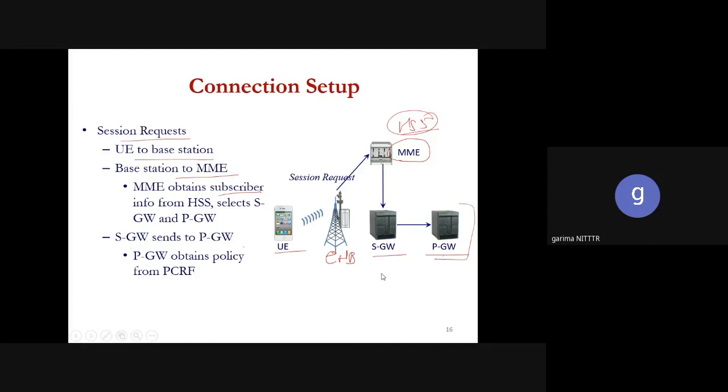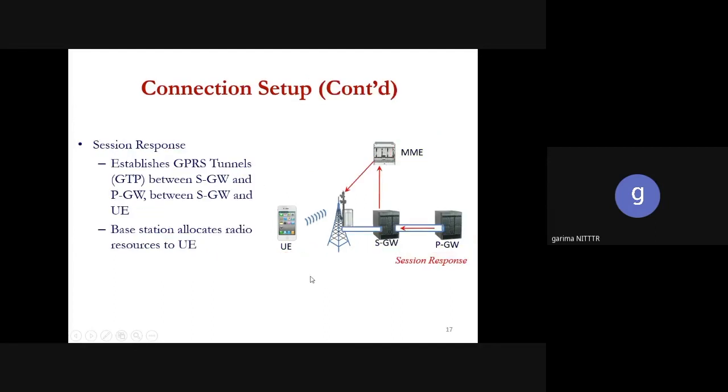So this is the connection setup process. Then when you have a session response, it means you have some response from somewhere. Then the packet gateway will establish a GPRS tunnel. GPRS means the general packet radio service tunnel is created between the serving gateway and the packet gateway, and then the serving gateway will send that to the particular user equipment, and it will also give information to the mobility management entity.